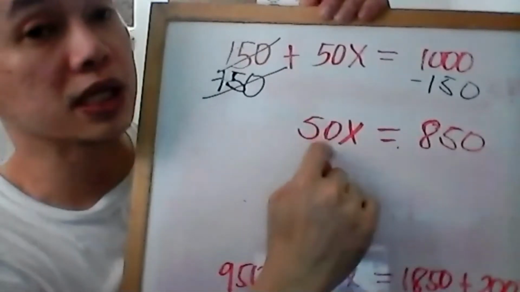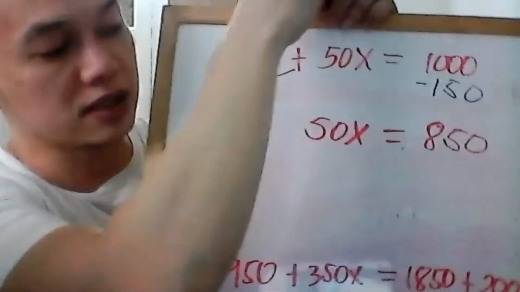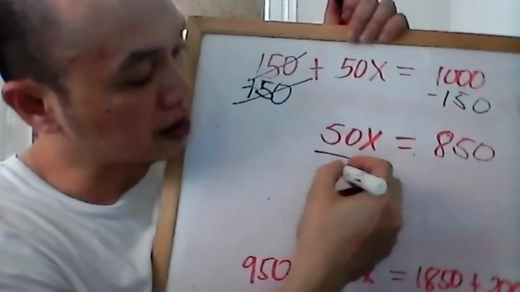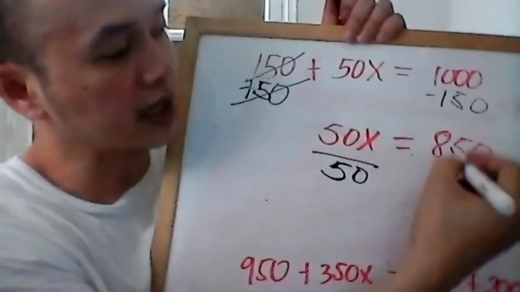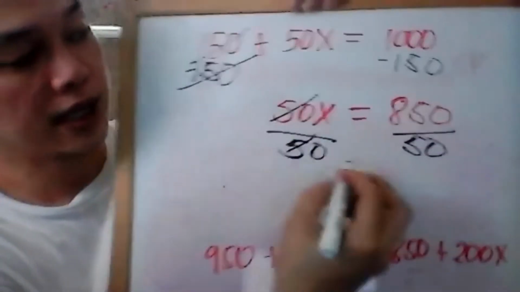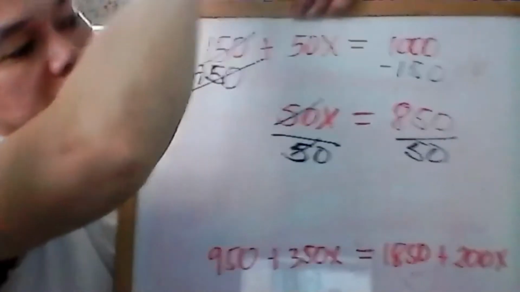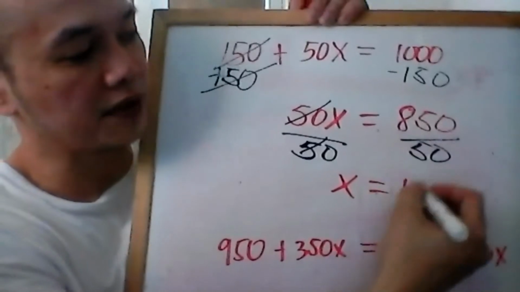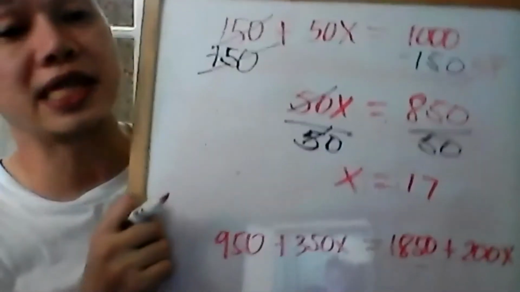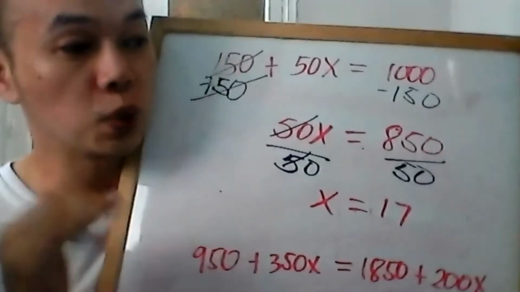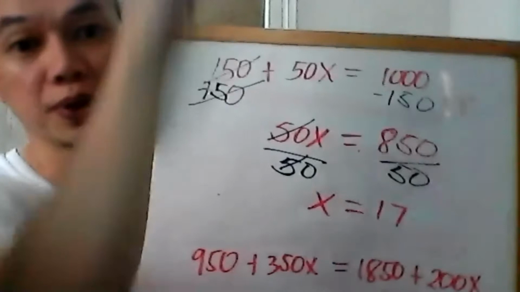We need to remove 50 beside the x because we want only to have the x on this side. So that means we have to do division property of equality. So divide 50 both sides. So delete 50, all right? And then what is left on this side is only x. So x is equal to 850 divided by 50, that is 17. So 17 boxes. So the delivery person can only carry 17 boxes at one time.